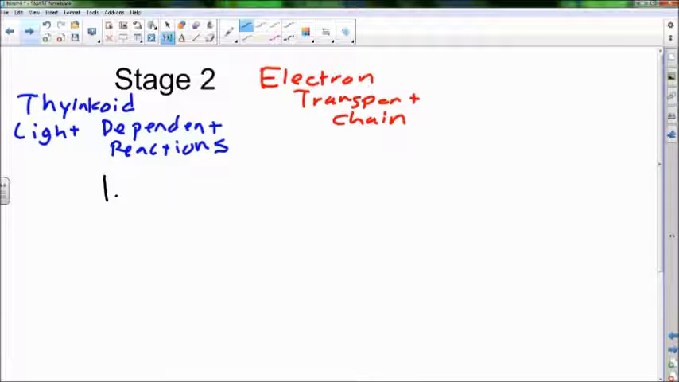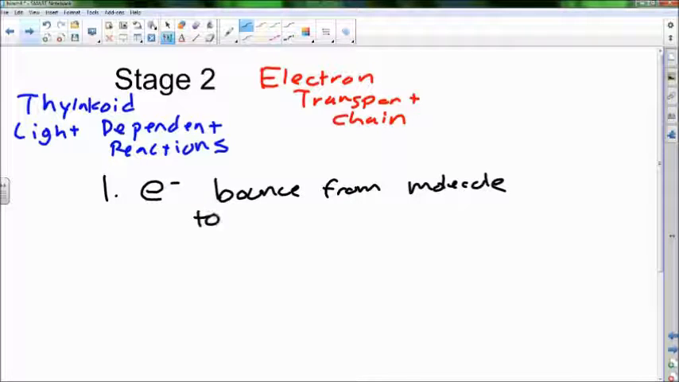Okay, the first part of stage 2 is that the electrons are going to bounce from molecule to molecule. So the light hits the chlorophyll, bounces that electron out. That's the first part. And that electron is going to bounce from one molecule to another. It's kind of looking for a home. It doesn't have a place to go. It goes into one molecule, but that molecule already has enough electrons. It can't stay there, so it bounces to another one, to another one. And it's going to keep doing that until it finds a place to go.